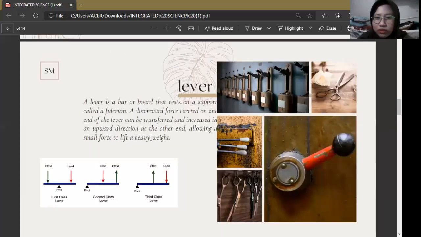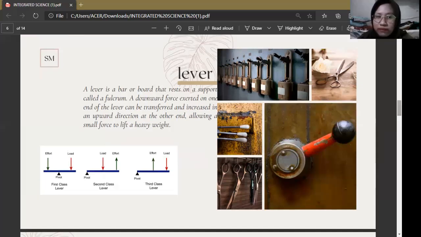And then the next one is the lever. The lever is very interesting for me. A lever is a bar or a board that rests on a support called a fulcrum. A downward force exerted on one end of the lever can be transferred and increased in an upward direction at the other end, allowing a small force to lift a heavy weight. So that's the point, to lift a heavy weight with a small force.